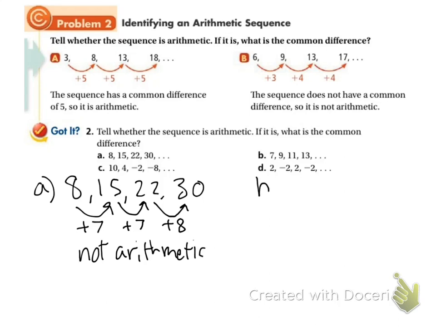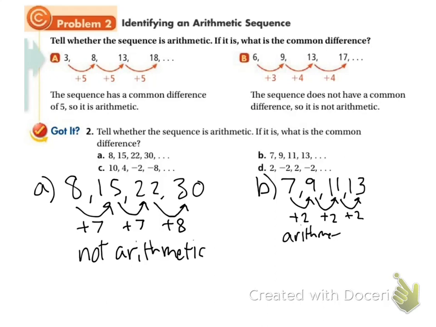Why don't we try B? 7, 9, 11, 13. 7 to 9, I add 2. 9 to 11, I add 2. 11 to 13, I add 2. So this is arithmetic. And my common difference is 2. If I was subtracting 2 each time, I'd say my common difference is negative 2.